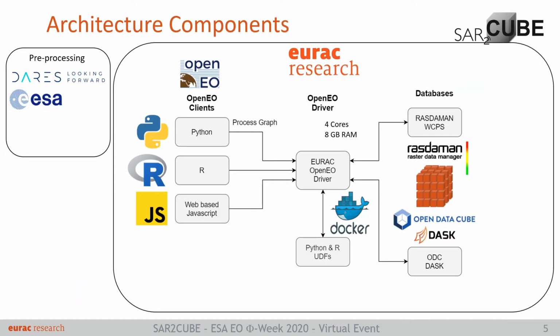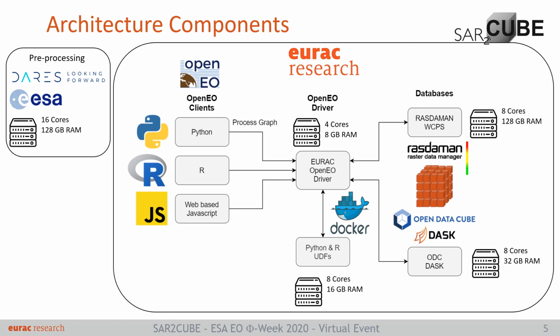As you can see on this architecture overview, there are three different clients available: Python clients, the R client, and the JavaScript clients, which are all interacting via OpenEO with the backend. In this case, through the OpenEO project, we had already developed a WCPS-based version on Rasdaman, and now in the SAR2CUBE project, we are adding also the Open Data Cube to this with Dask as a parallelization framework. There's also a possibility to run user-defined functions in Docker containers for even more enhanced processing, and finally some pre-processing that is done on extra resources.